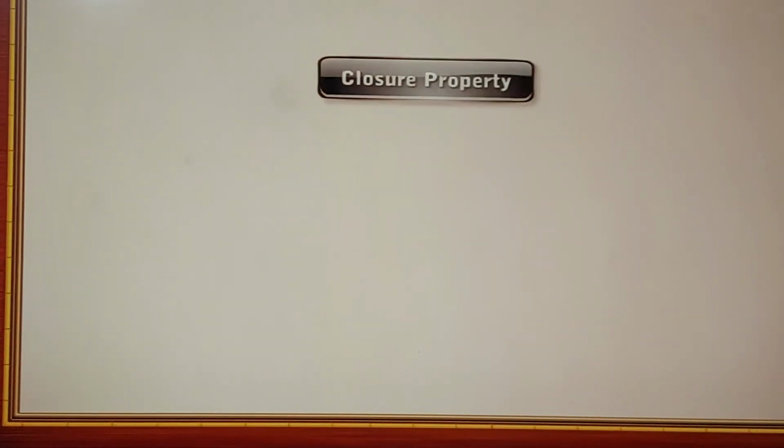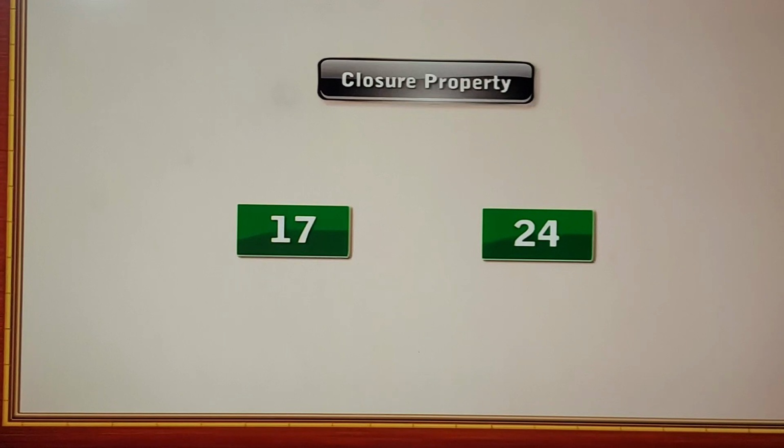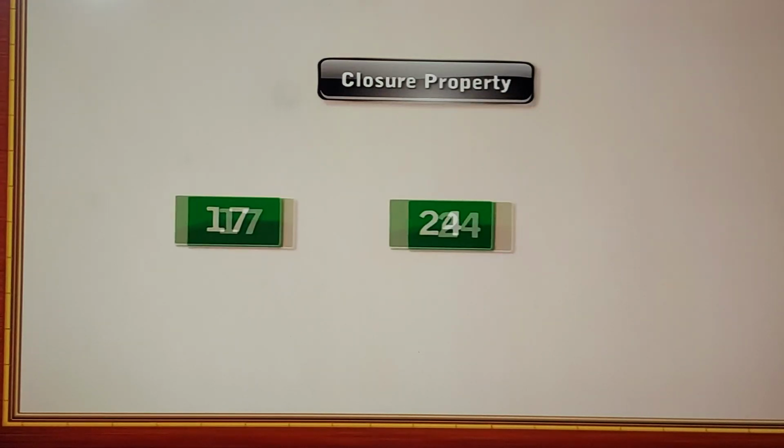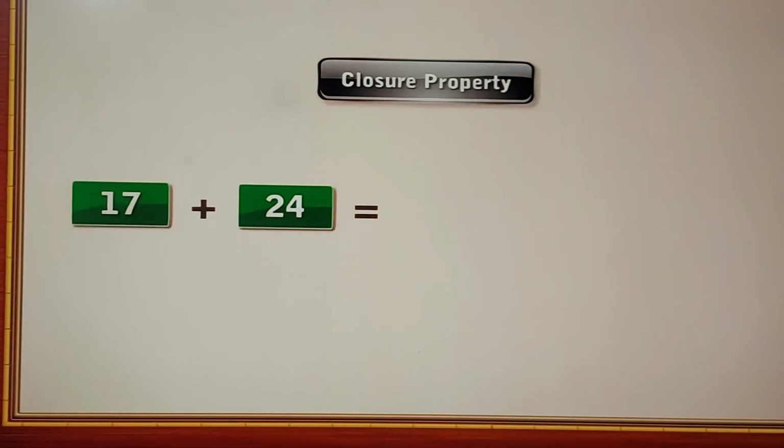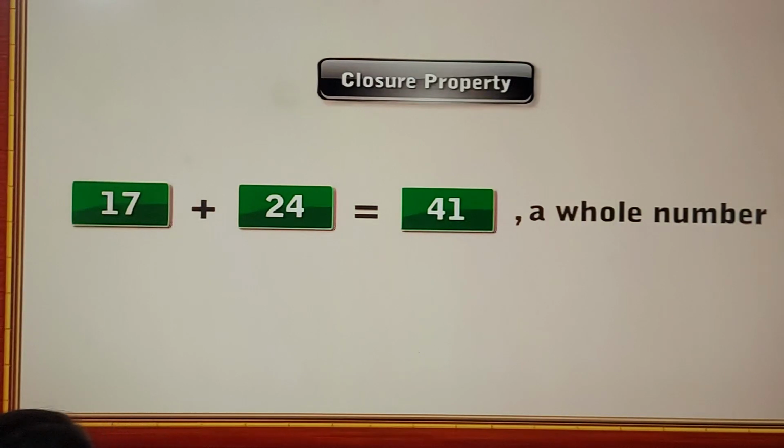Let us first revise the closure property for addition on whole numbers. Here we have two numbers, 17 and 24, belonging to the same group of whole numbers. On adding 17 and 24, we get 41. Here, 41 is also a whole number. We know that this property is known as the closure property for addition of whole numbers.